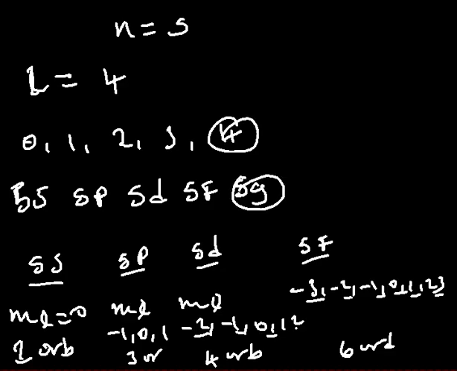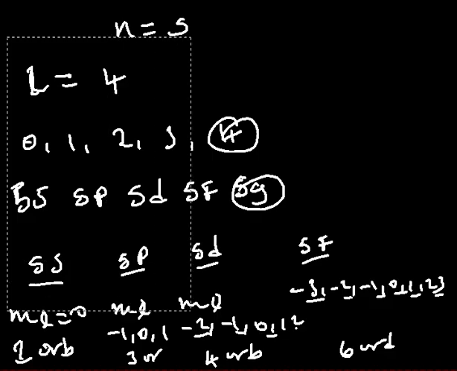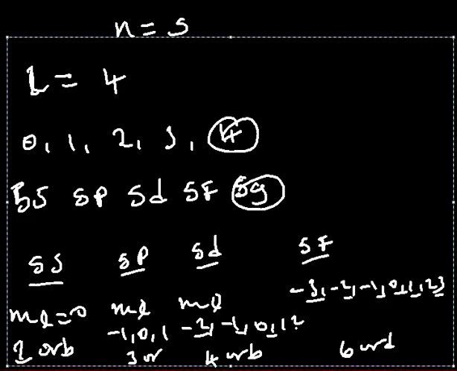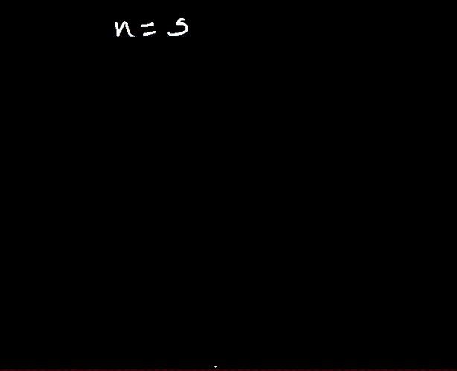And you observe that at the end of the day, the total number of orbitals in a given energy level is given as n to the power 2. So that is the formula I can use to have the total number of orbitals in a given energy level. Simply, it is n to the power 2.